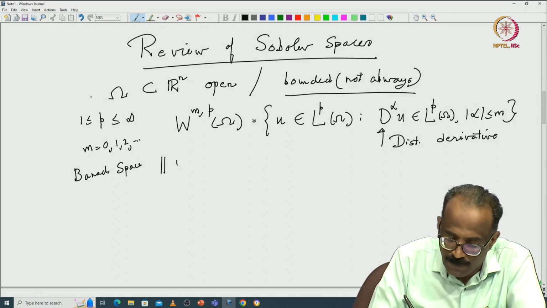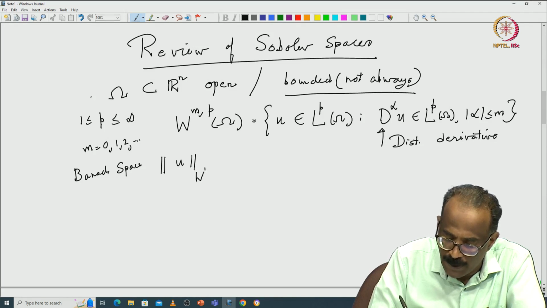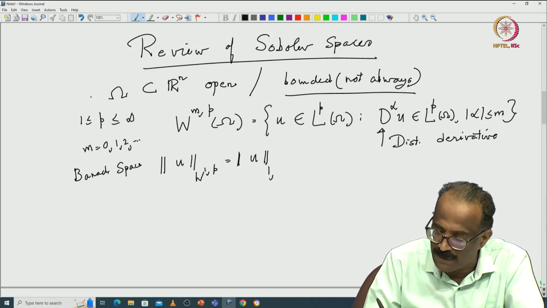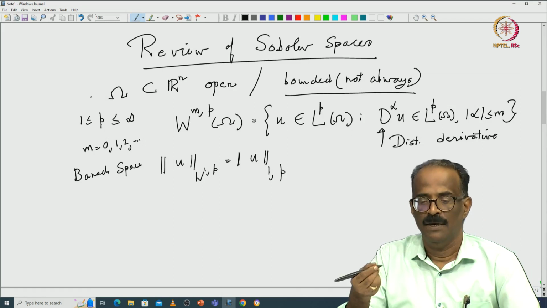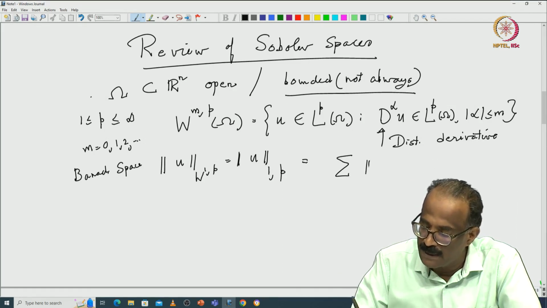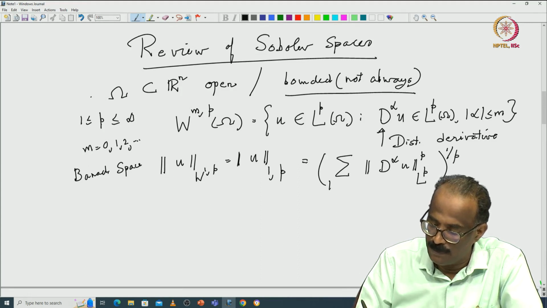And this is a Banach space, with the norm ||u||_{W^{m,p}}, which is sometimes also written in other ways. Various notations will be used according to convenience. You take all its derivatives, take their L^p norms to the power p, sum over |alpha| less than or equal to m, and then take the power 1 over p.